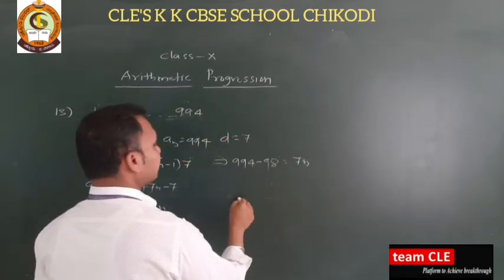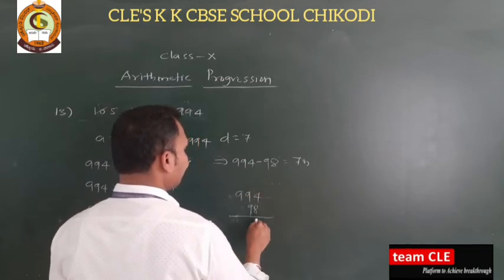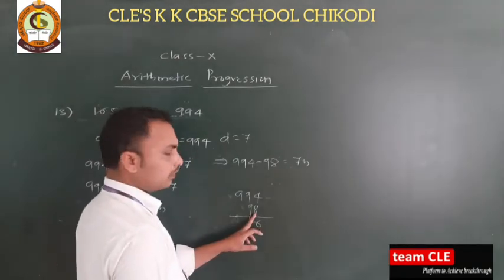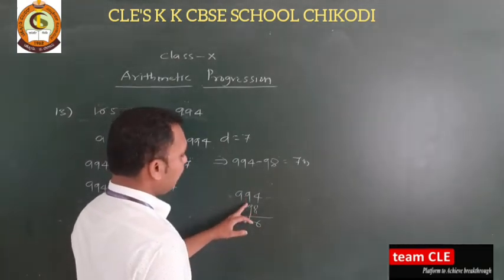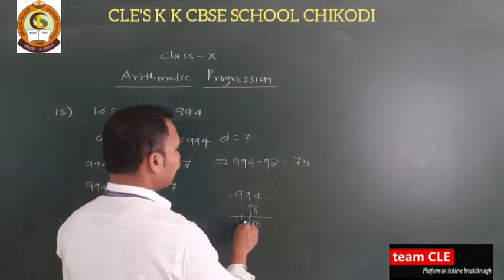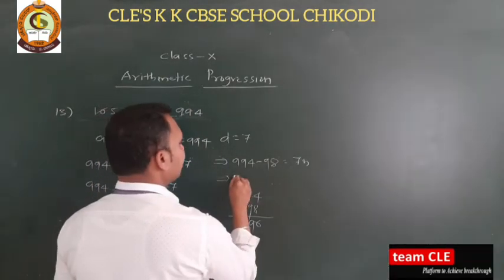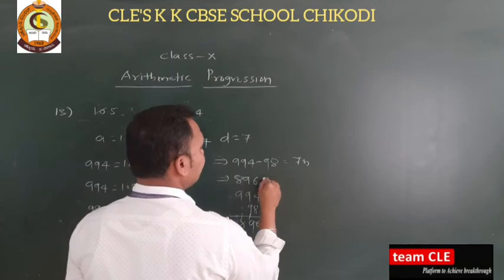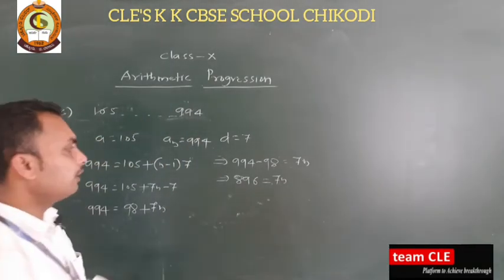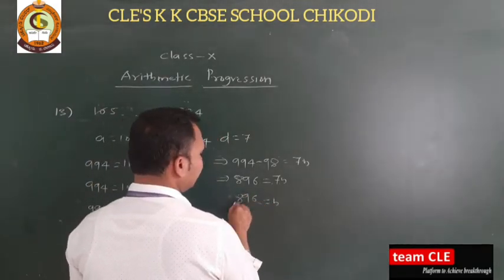Now subtracting, how much will you get? 994 minus 98. In 14, 8 means 6 will be there, and here 1. Now this is 9 and 10, you will get 9 again, and here 1. You will get 896. So this becomes 896 is equal to 7n, and now we need to check completely the divisibility. So n is equal to 896 by 7.